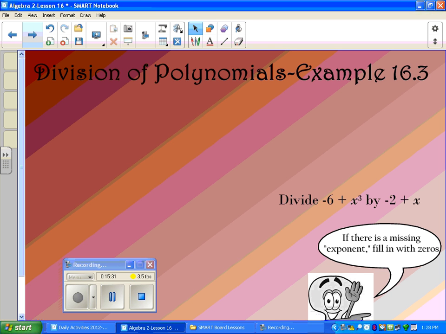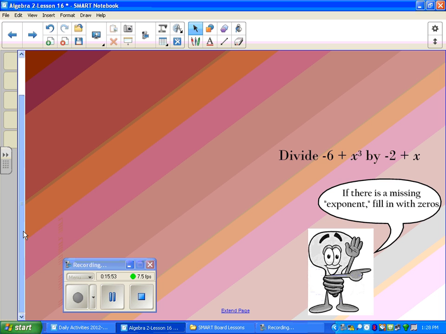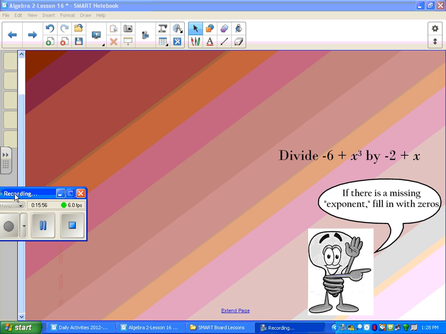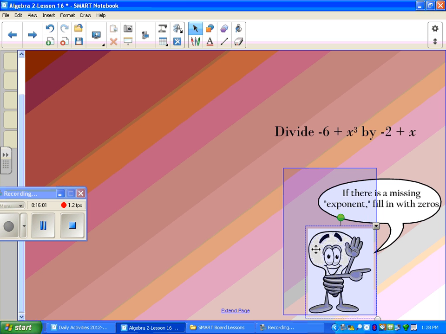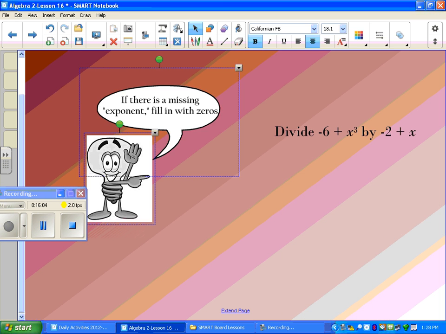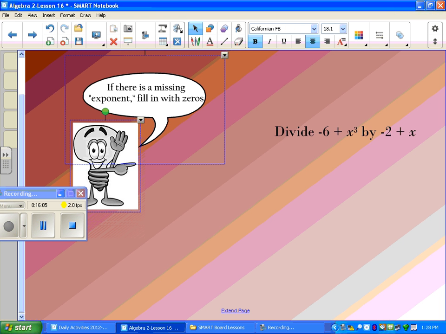Go ahead and write the problem down. These are a little bit harder. There's just an extra step. Write it down first. Negative 6 plus x cubed divided by negative 2 plus x. What does the little light bulb man say?